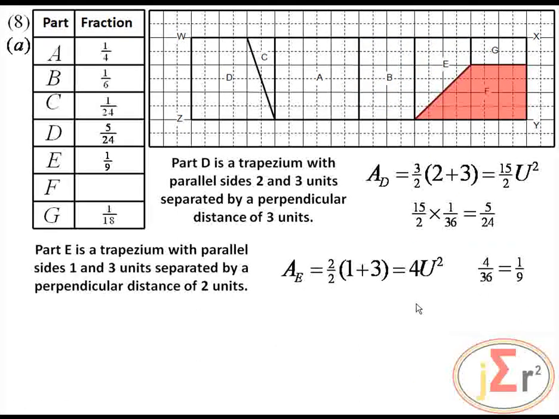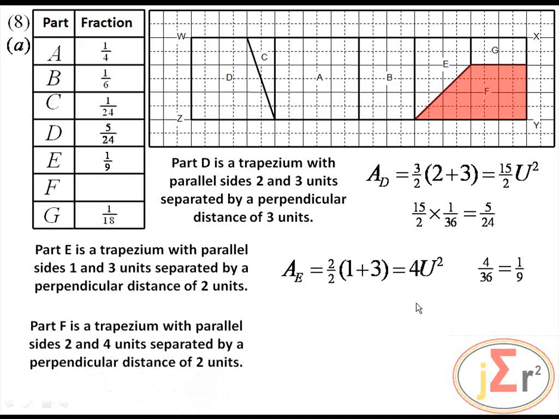Our final trapezium, part F, is a trapezium with parallel sides 2 and 4 units separated by a perpendicular distance of 2 units. So we have 1, 2, 3, 4. That's one of the parallel sides. And the other one that is parallel is 1, 2. So 2, 4, and separated by 2. So that should give us a round figure.